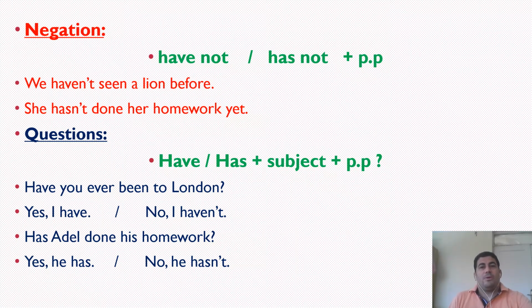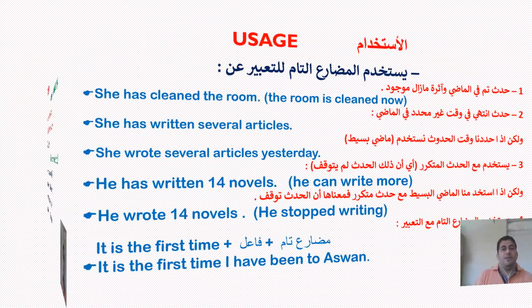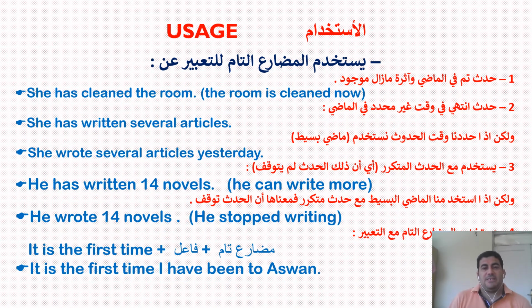But what about the usages of this tense? And this is the most important point. We have to use the present perfect to express what? Number one, an action happened in the past, but it has an effect at the present. Like what? She has cleaned the room. It means that the room is cleaned now. Okay? She has cleaned the room.